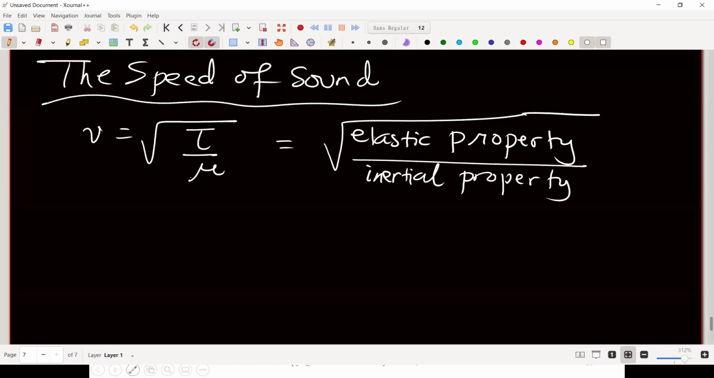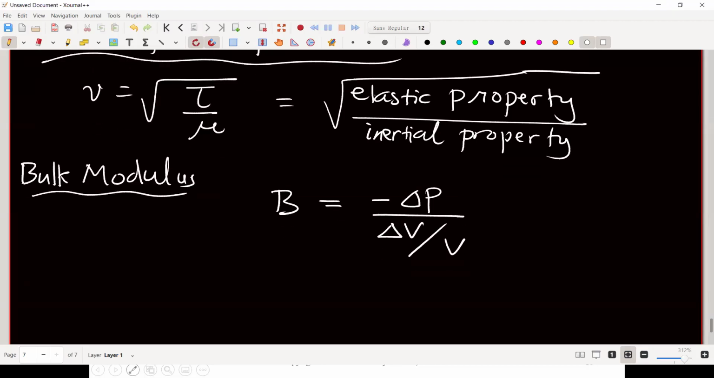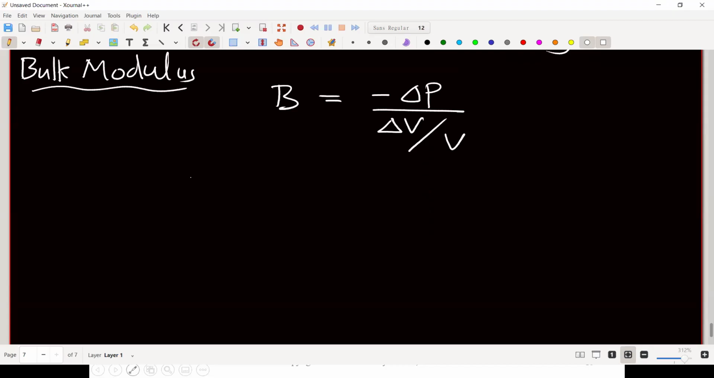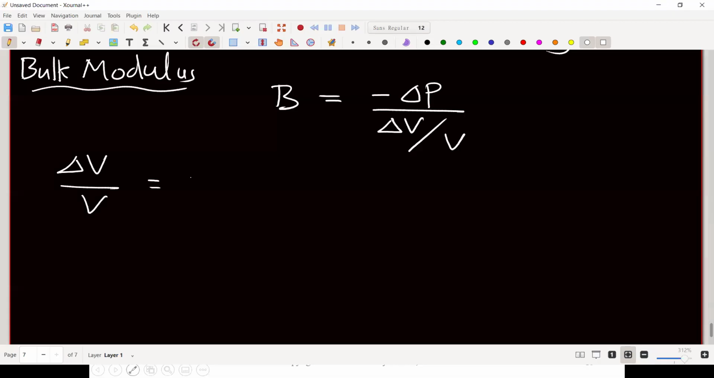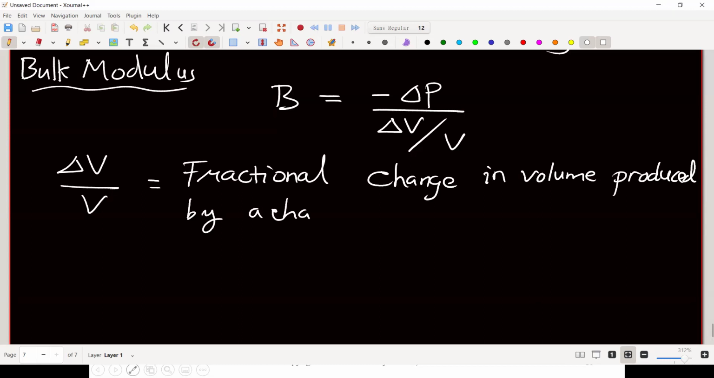Okay. So this one is bulk modulus. So bulk modulus is B equals minus delta P divided by delta V over V. So delta P is the pressure, then delta V divided by V is the fractional change in volume produced by a change in pressure.